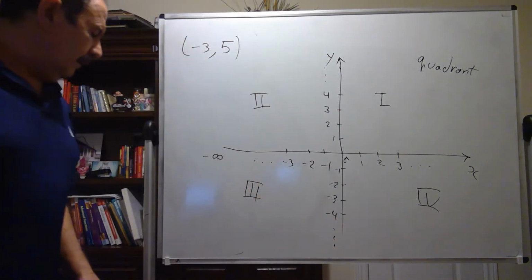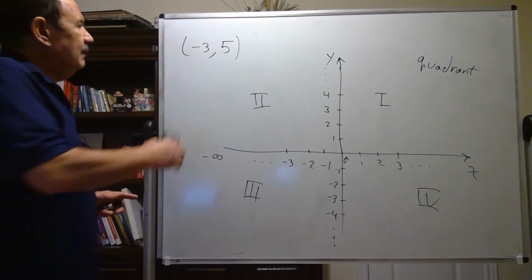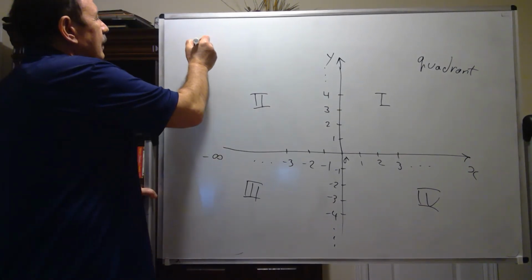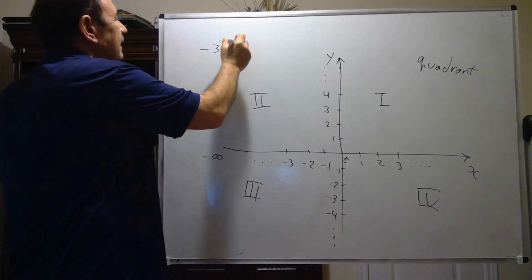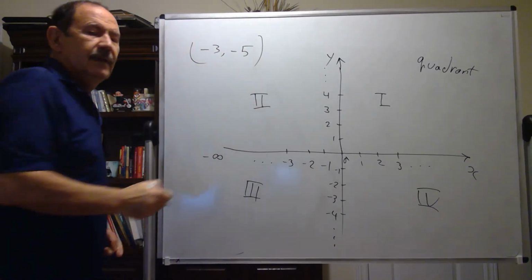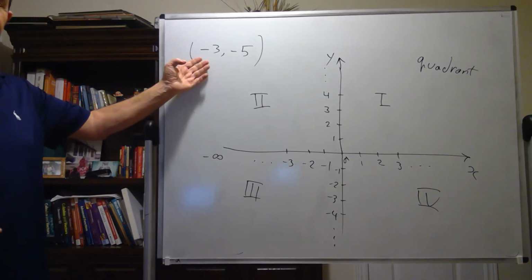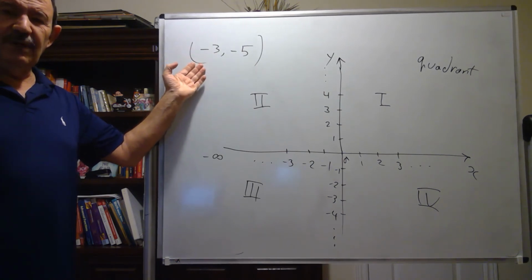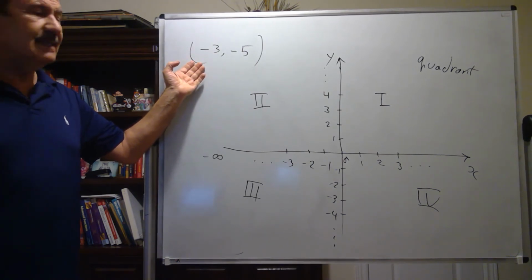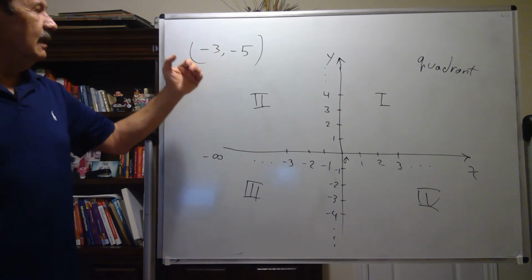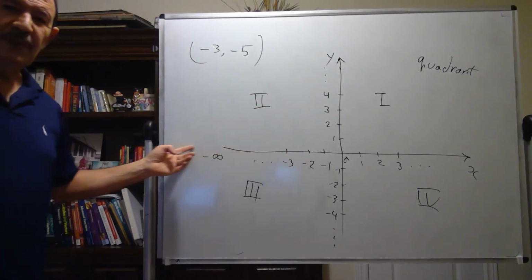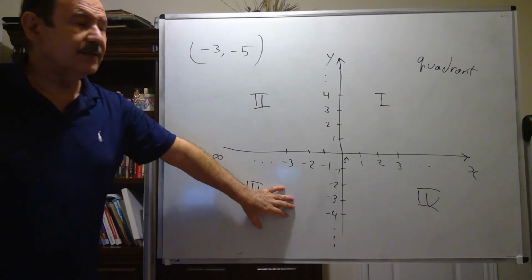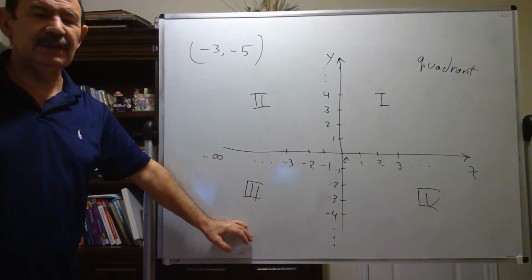Now, as an example, if I want to see in which quadrant the point -3 and -5 is. X is negative. Remember I told you the order is very important. The first coordinate is always x, the second coordinate is always y. So the x coordinate is negative, so it should be in this area. The y coordinate is negative, so it should be in this area. So this point is located in quadrant 3.